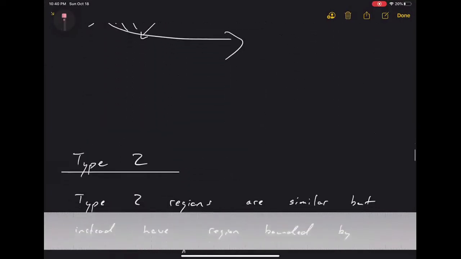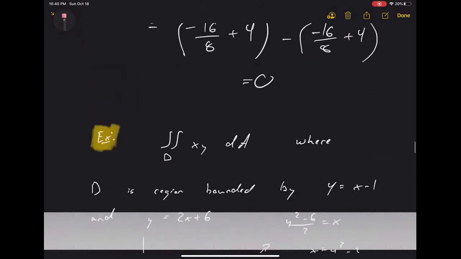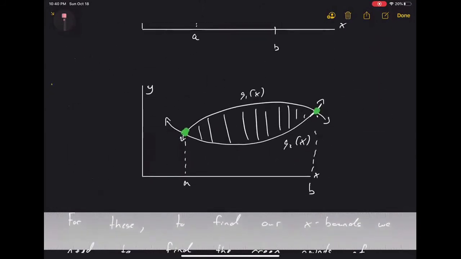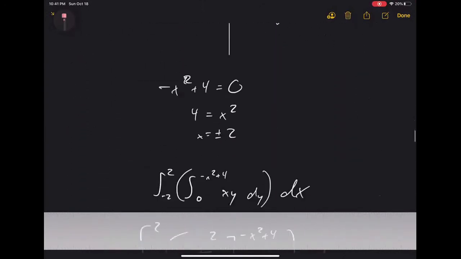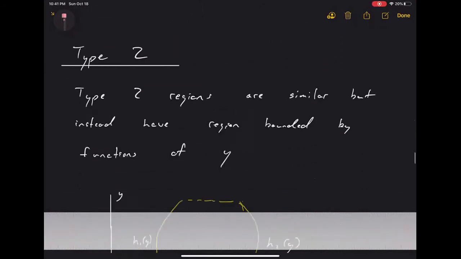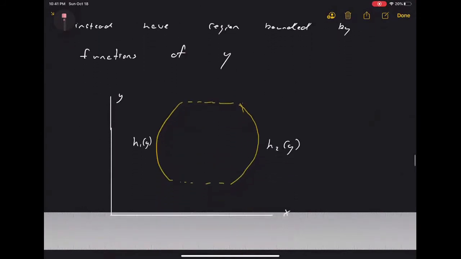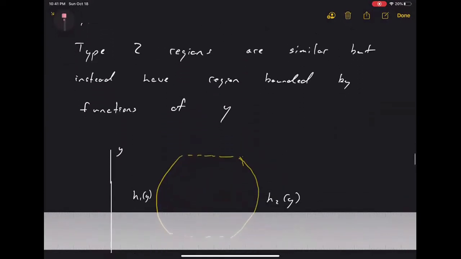Okay, so this I said was an example from type 2. Let's move on to type 2 now. So we saw that we have these type 1 domains where the upper bound is a function of x and the lower bound is a function of x, and then the right and left bounds are constants. Type 2 is kind of the reverse situation. In type 2 regions, our horizontal bounds are going to be functions of y, and then our vertical bounds are going to be constants.